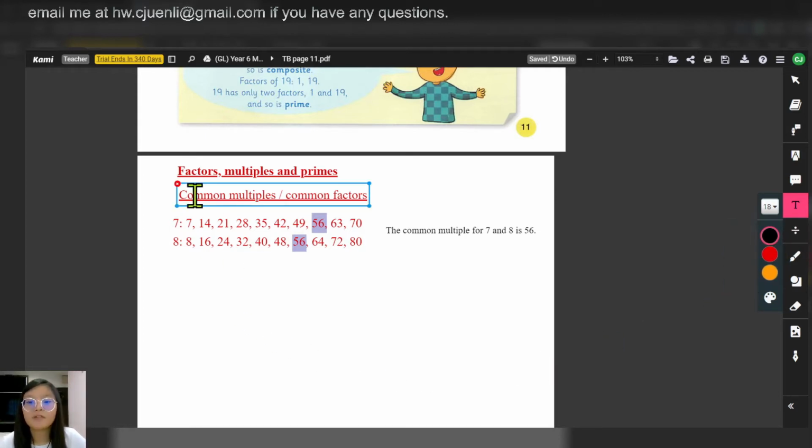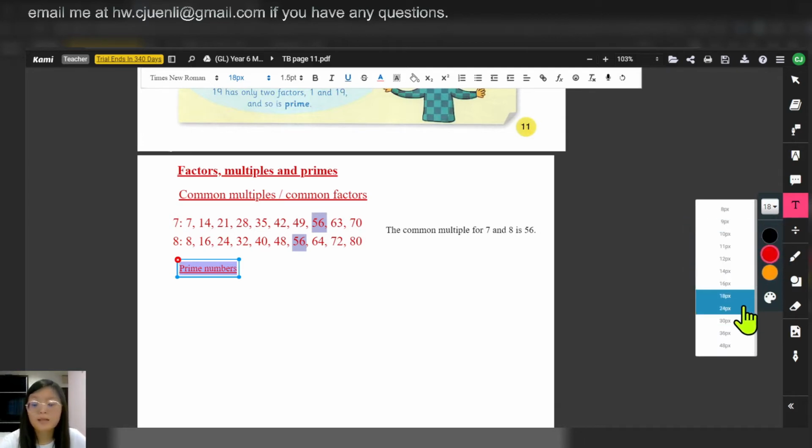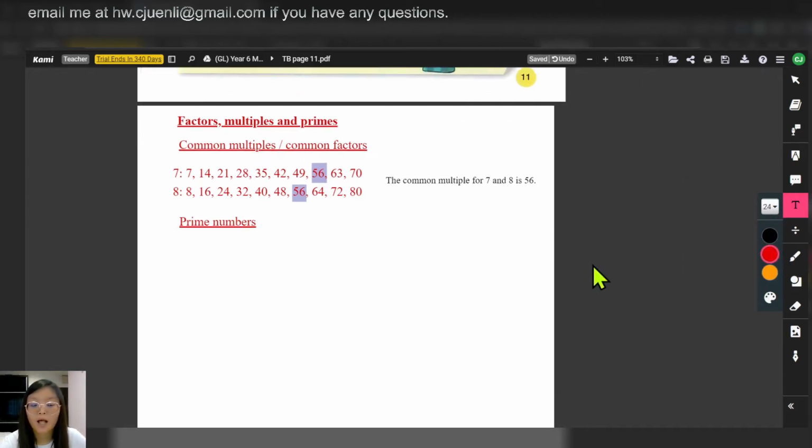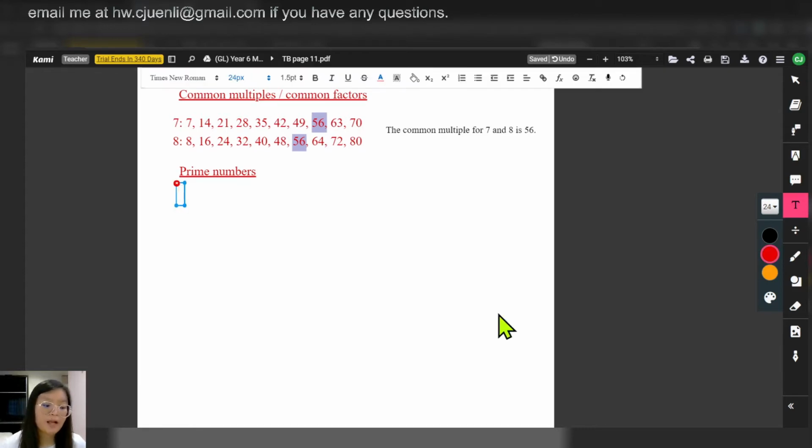Next, after common multiples or common factors, we're going to look at prime numbers. A lot of people cannot remember what the prime numbers are. I would say take your time. Most people would memorize all the numbers. Most people would actually do this step that I'll be showing you in a while. First thing first, we have to know what prime numbers are. I'm going to show you two different kinds of numbers that we're going to look at.